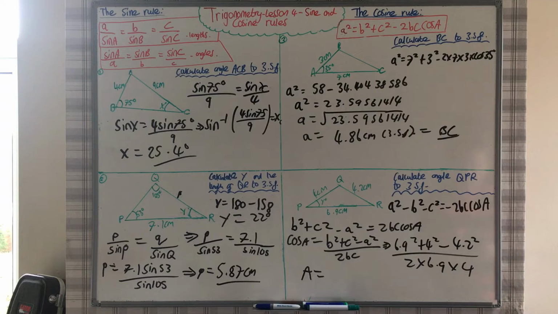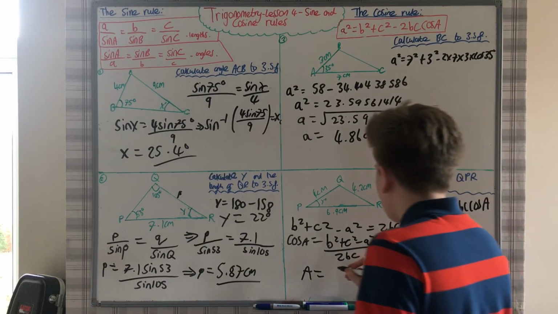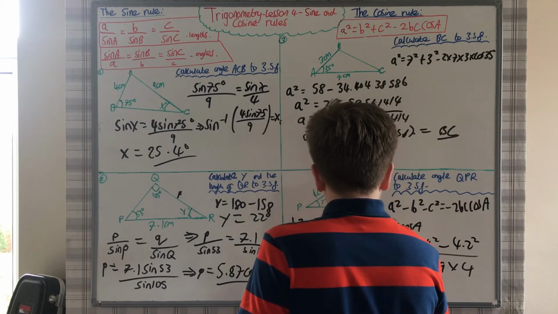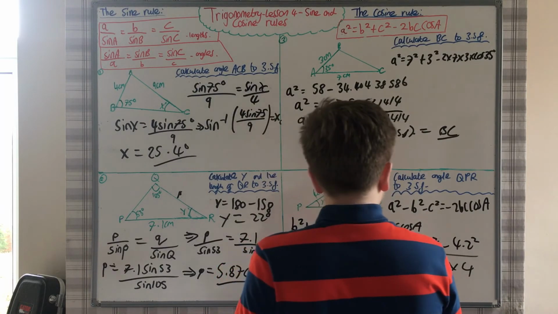So let's just check that. 6.9 squared plus 4 squared minus 4.2 squared. If we divide that by 2 times 6.9 times 4, we get 0.83 to 2 decimal places. Then we do the inverse cos of that, and we do indeed get 33.6 degrees to 3 significant figures. So that's the angle QPR.